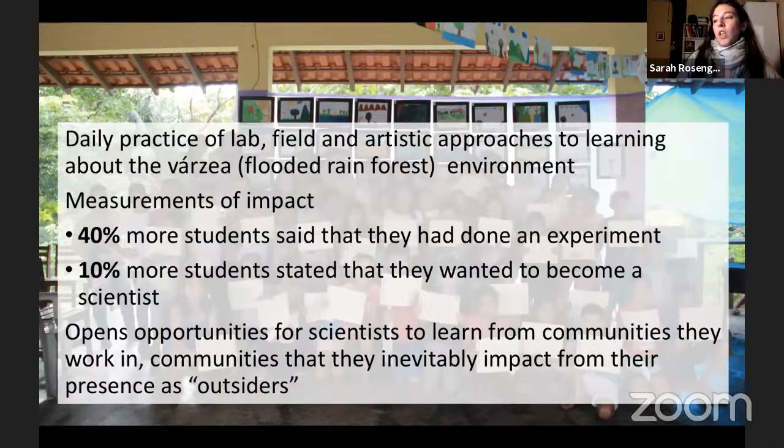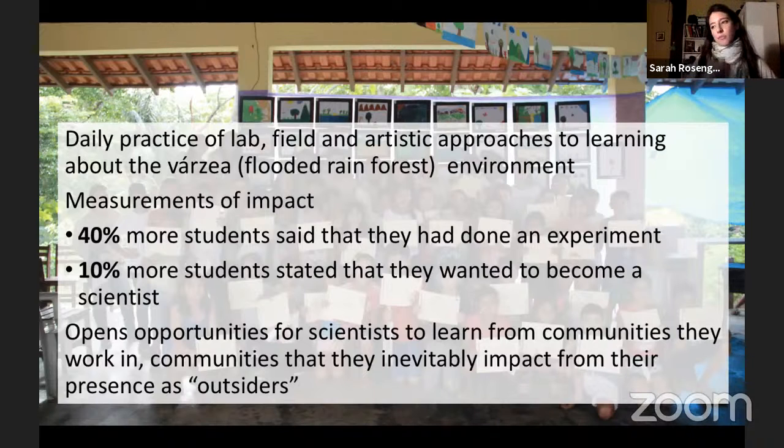I didn't do any official research or anything, but based on informal surveys with the students, we found that after our work with them, combining lab, field, and also artistic approaches to learn about the Várzea system, 40% more students felt that they had participated in a science experiment compared to before our workshops. And after our workshops, 10% more students said that they wanted to become a scientist. So I think it was a successful way of engaging the students and getting them to understand the science that we do when we come to the vicinity of where they live.